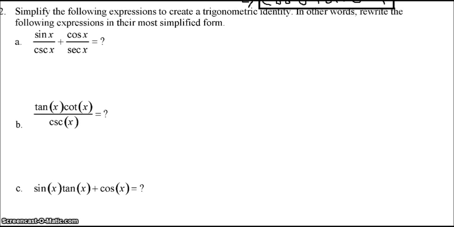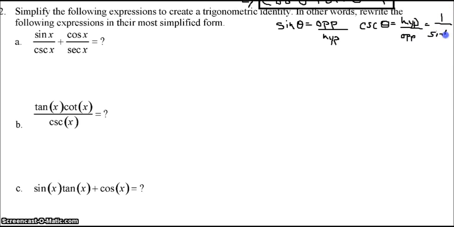Simplify the following expressions to create a trigonometric identity. In other words, rewrite the following expressions in their most simplified form. Well, first thing, we need to remember what cosecant and secant are. Remember, sine theta is opposite over hypotenuse. And what we call cosecant theta is the hypotenuse over the opposite. It's really just 1 over the sine of theta.